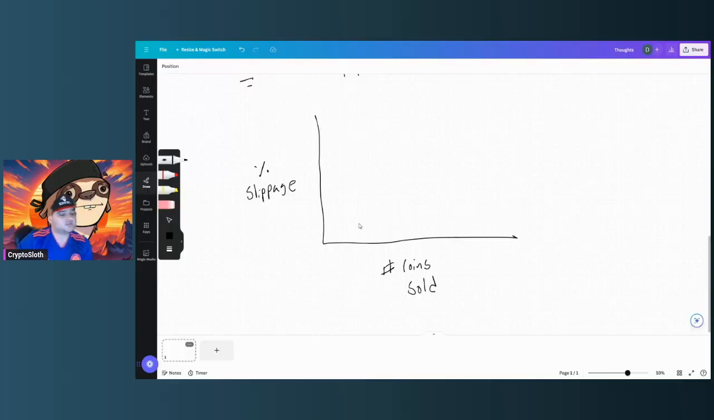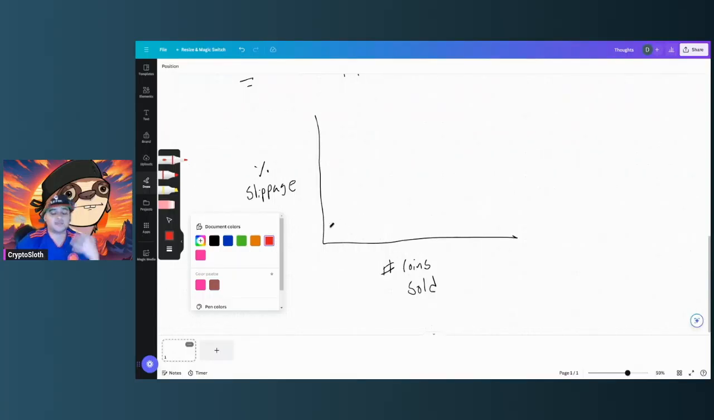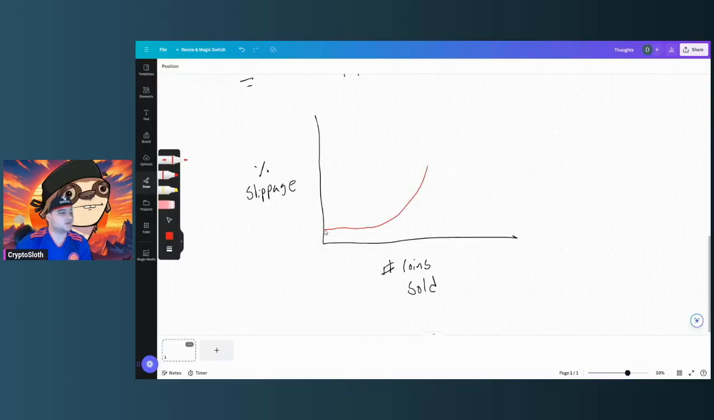And so what you see typically with slippage and number of coins sold is a sigmoidal curve. And that's just a fancy word for an S curve. So your percent slippage will start low. The less coins you sell, the less slippage you have because you're selling less money. And then it has this exponential part where the number of coins sold goes up and your slippage starts going up. And then over here, eventually it levels out and becomes asymptotic at a level.